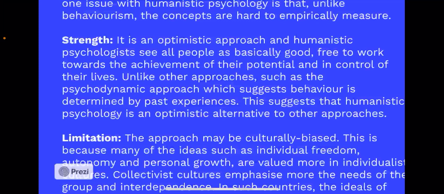It's unlike other approaches, such as the psychodynamic approach, which suggests that behaviour is determined by past experiences. This suggests that humanistic psychology is an optimistic alternative to other approaches.